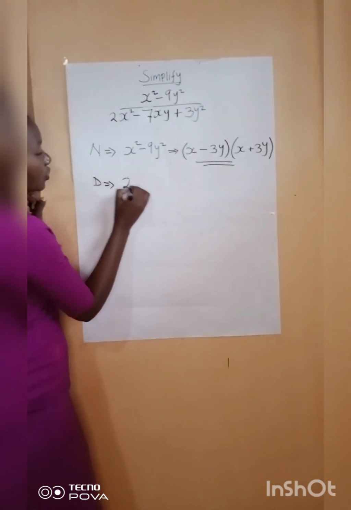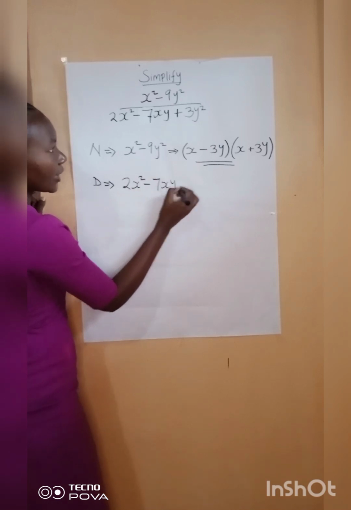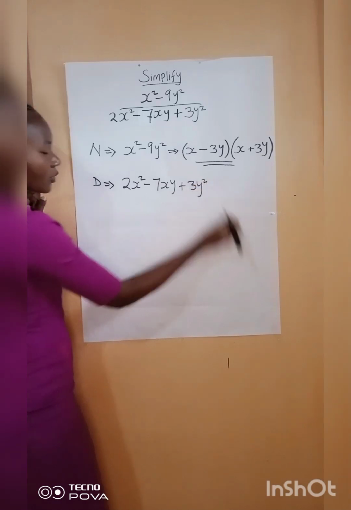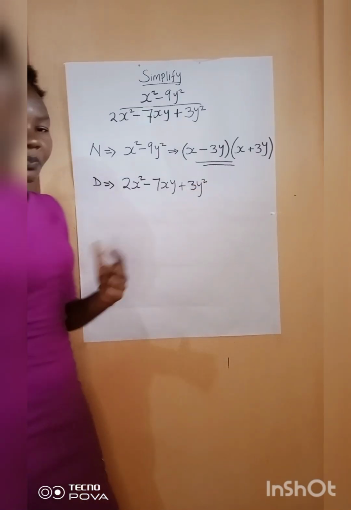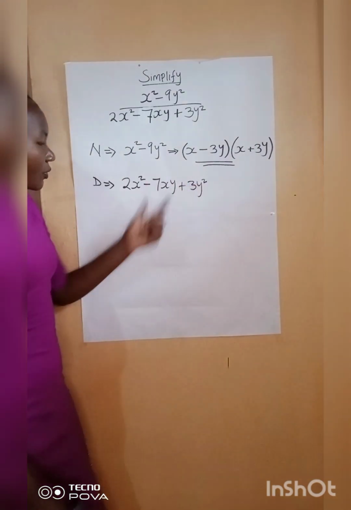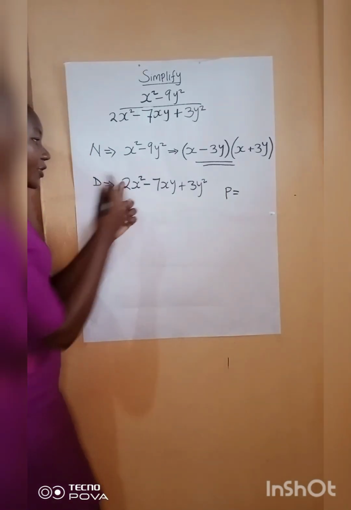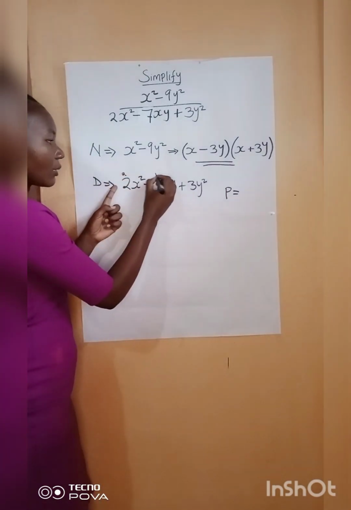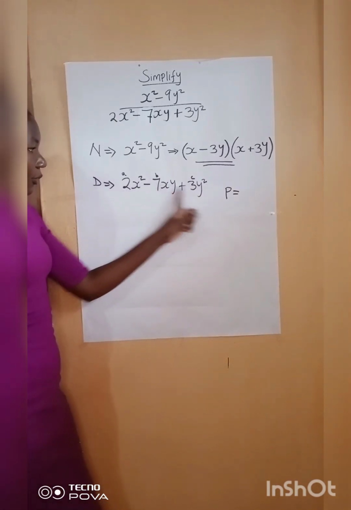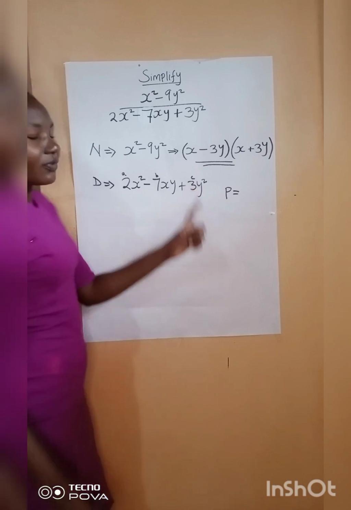So we have 2x squared minus 7xy plus 3y squared. Now for this one, we use product and sum. This is not a perfect root. We use the product and sum. For the product, we look at our value of a here. This one is our b, this one is our c. So we just multiply our a and c, sorry, to give us the product.